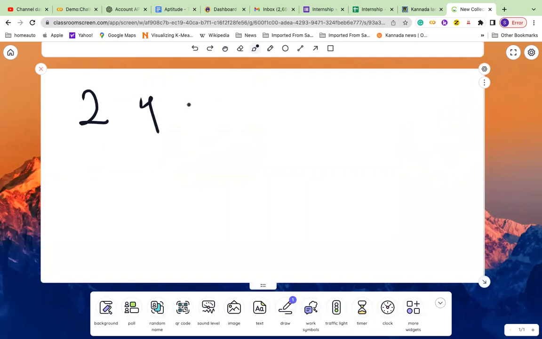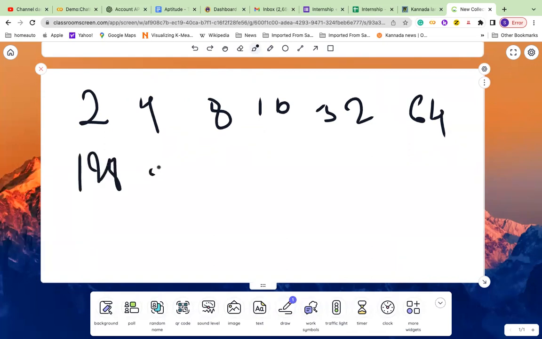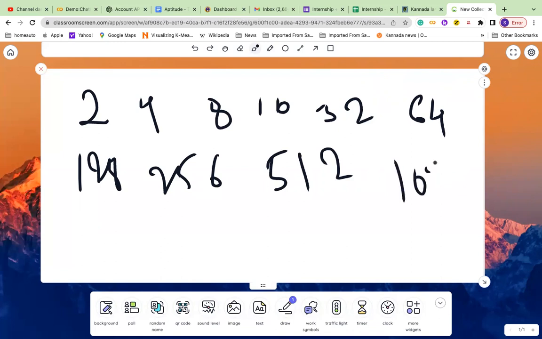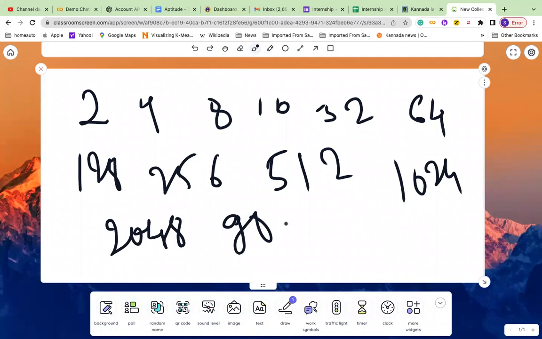So binary powers are 2, 4, 8, 16, 32, 64, 128, 256. You should know this by heart. 256, next 512, 1024. What is next? 2048, then 4096. 4096, sir.